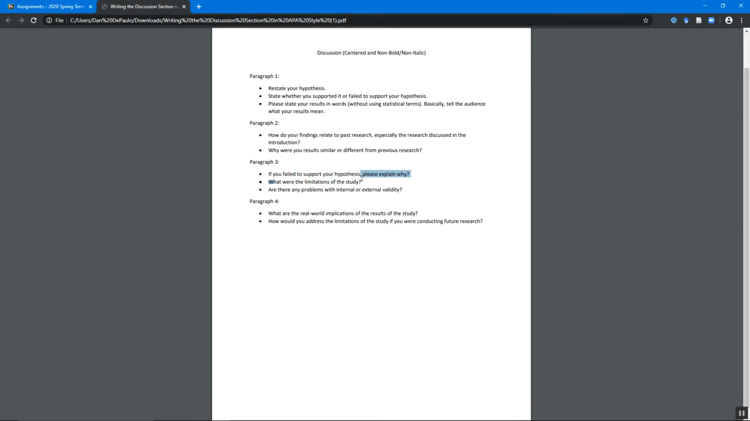What were the limitations of the study? There were tons of limitations, right? It was done in a non-controlled environment. So you did the study at home, probably. That's not ideal. I would rather you do the study in the lab where I have complete control over what you're doing. You're doing it at home.